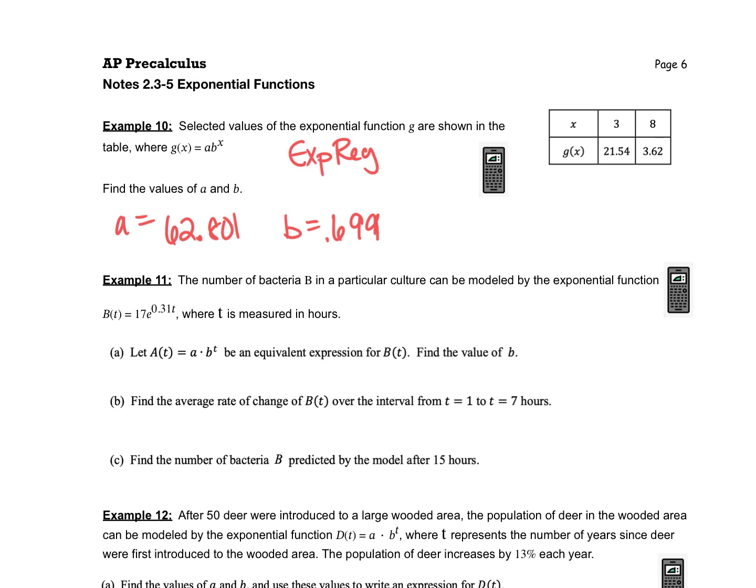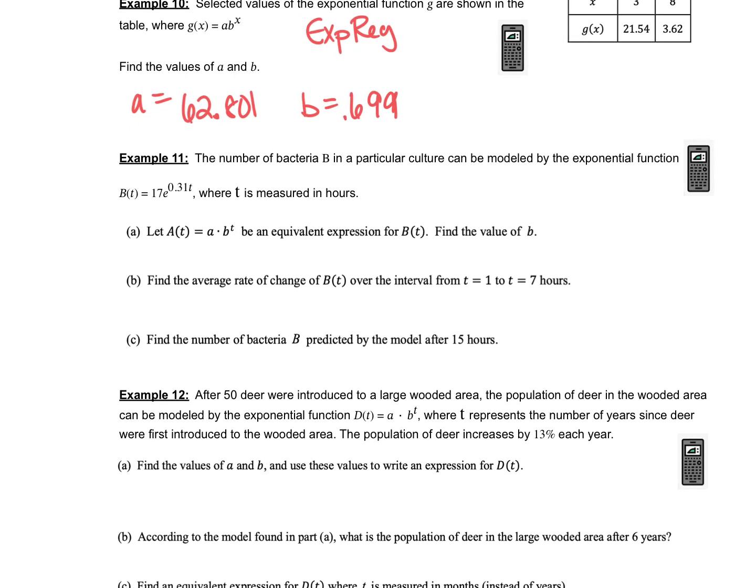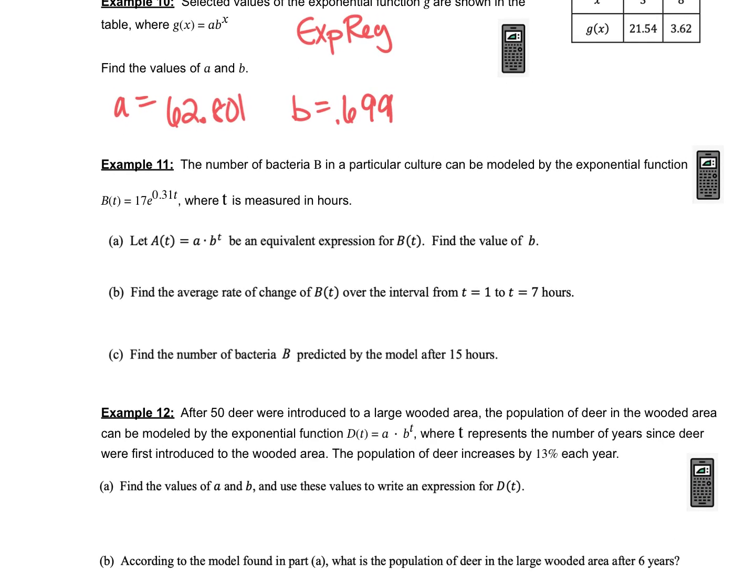Okay. So it says the number of bacteria B in a particular culture can be modeled by this exponential function. It gives me an equation. All right. So B is the number of bacteria. T is measured in hours. So it says let A of T equal A times B to the T be an equivalent expression for B of T. Okay. So in other words, I want to write an equation that means the same thing, but looks a little different. Okay. Find the value of B.